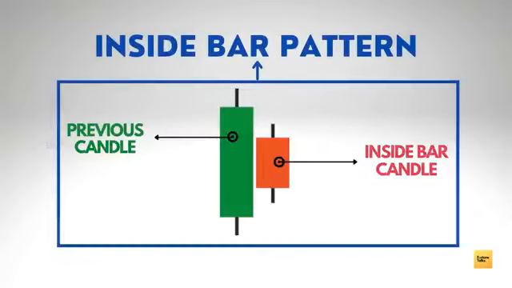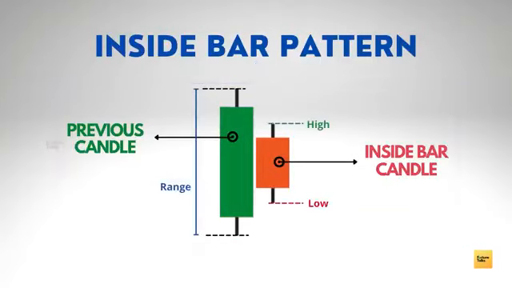The inside bar pattern is a candlestick pattern where the price forms completely within the previous candlestick. So, for an inside bar to be considered valid, both the high and the low of the candlestick need to be completely inside the previous candle's range.